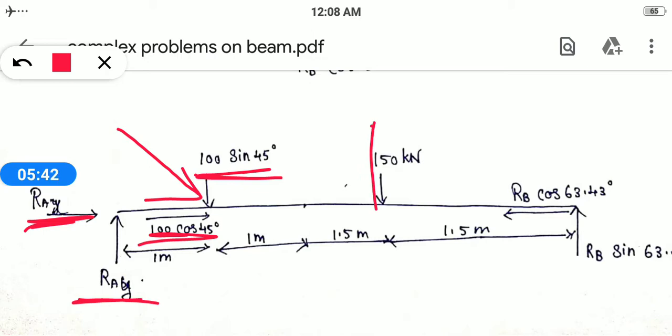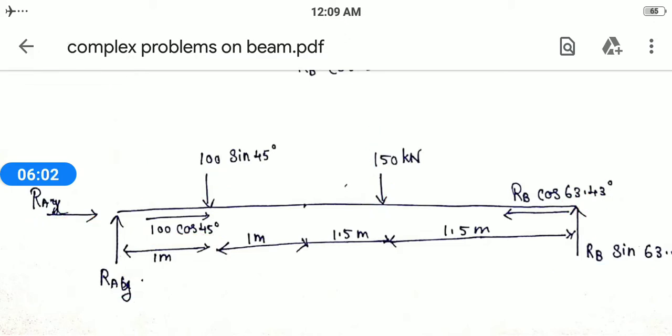This 150 is converted from your UDL and this is your reaction of support RB. This RB is acting horizontally and also vertically over here. That is what we had mentioned over here, and the distance parameter we also know. What is the next step to find?